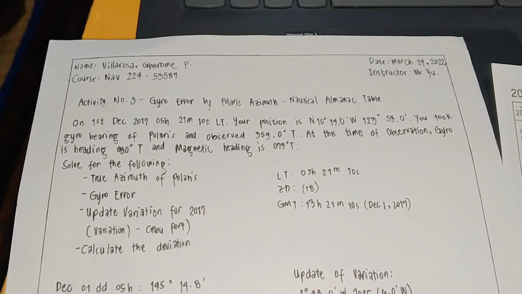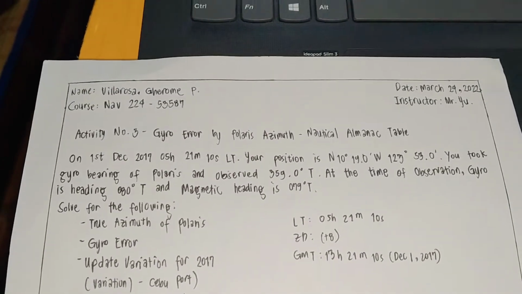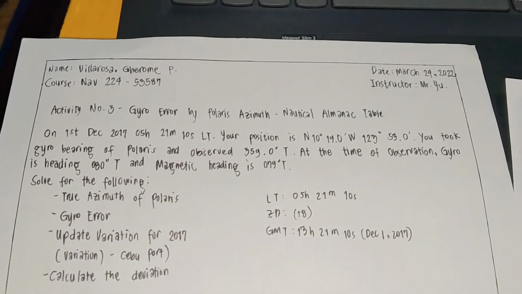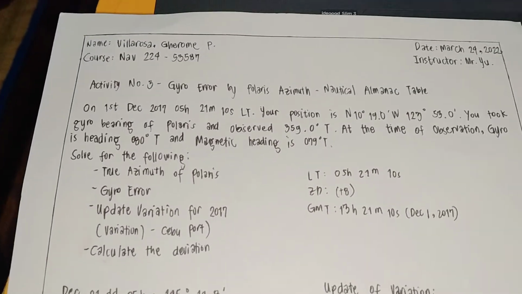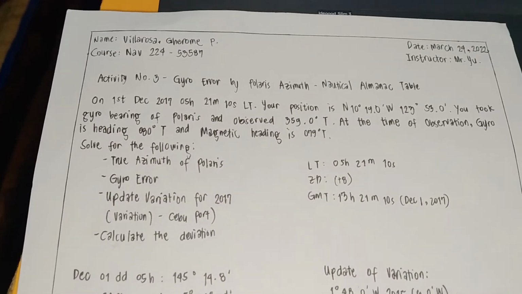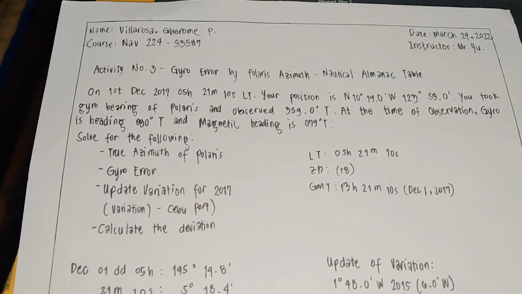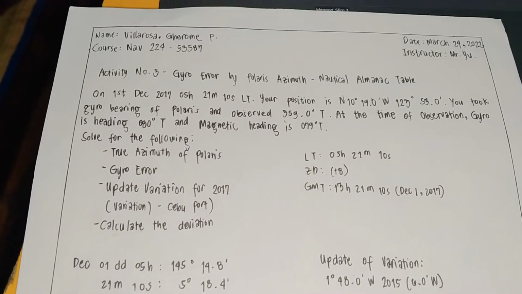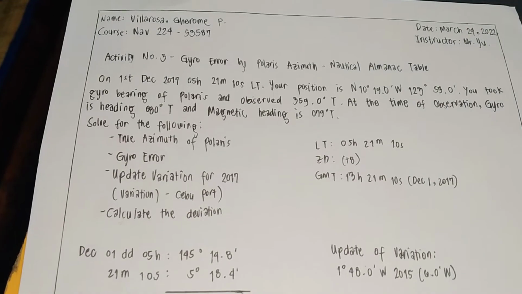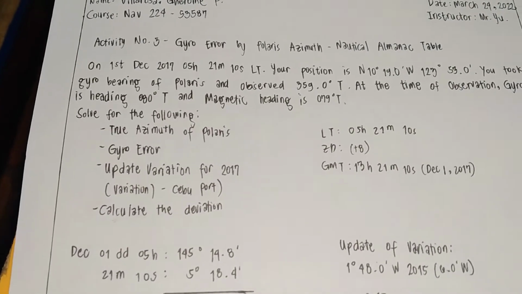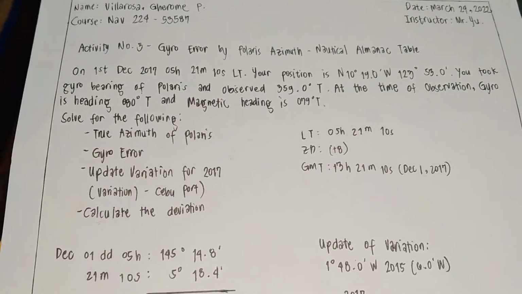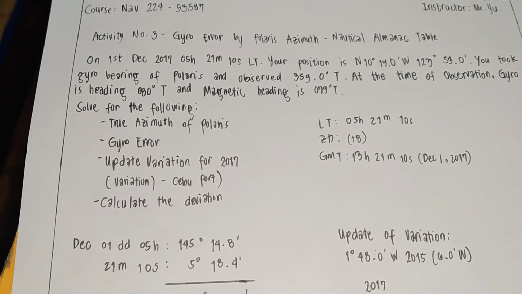So hi guys, my name is Jerome Villarosa, and today I am going to explain all about the calculation for the true azimuth of Polaris and the gyro error, updating variation for 2017 and calculating for its deviation.